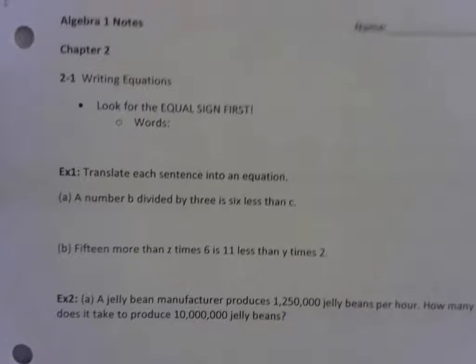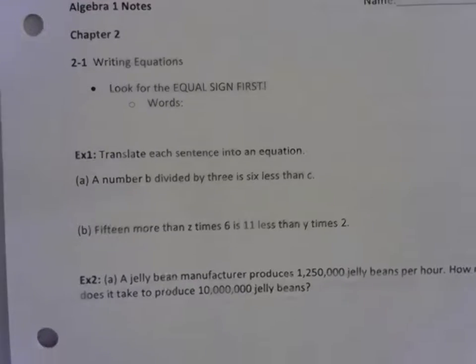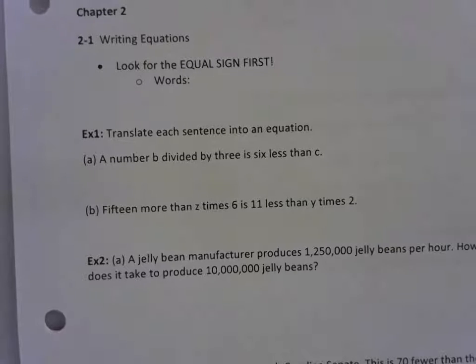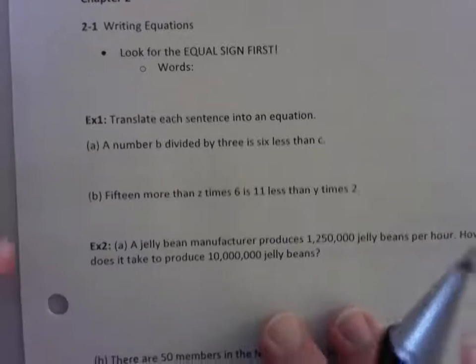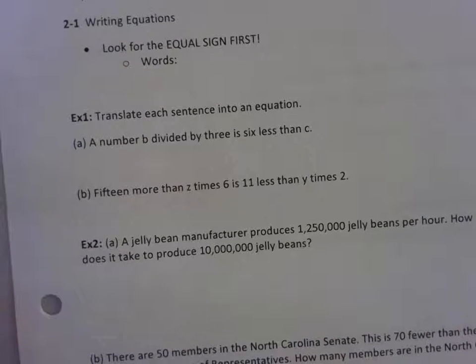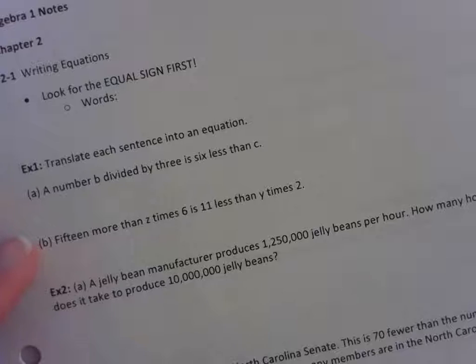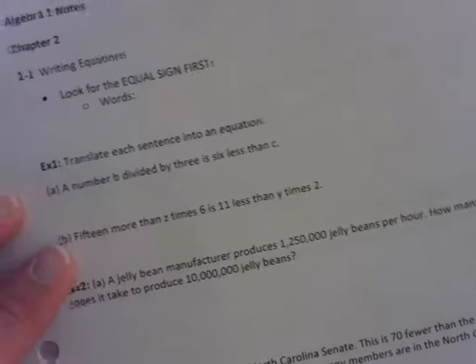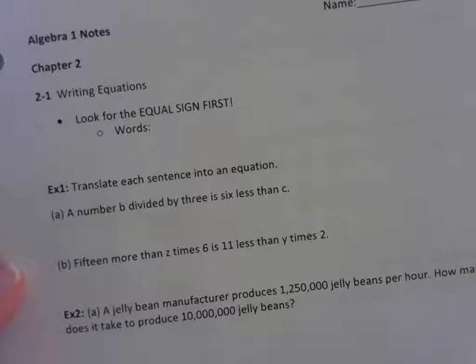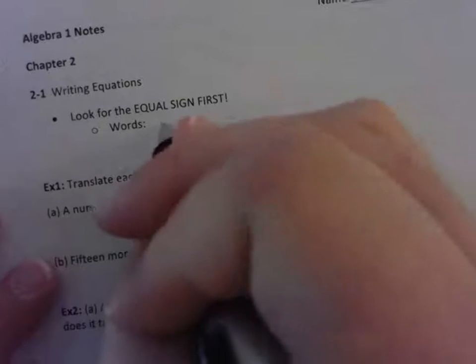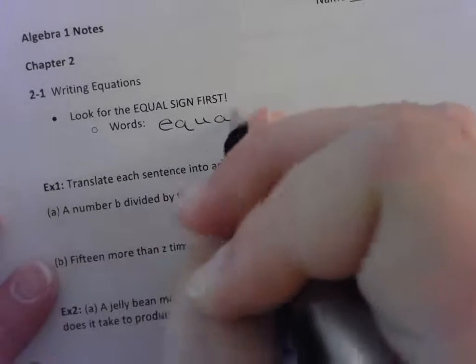Before we get to actually solving equations, lesson 2.1 is looking at writing equations. How do I write equations given words? We did this with expressions. Same idea, except we're going to have an equal sign now. So first thing we want to look for is the equal sign. What are some words that, if you see them written, mean equal sign? Product is multiplication. Equal to, yes. So equal to means equal sign.